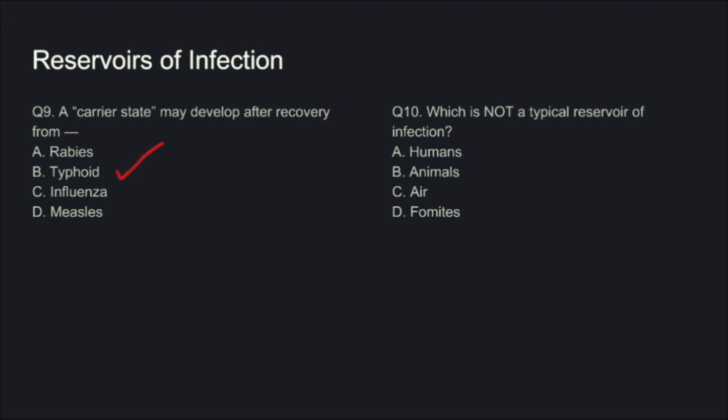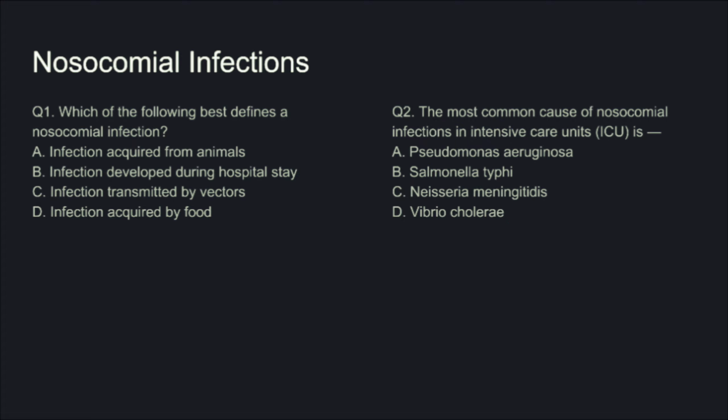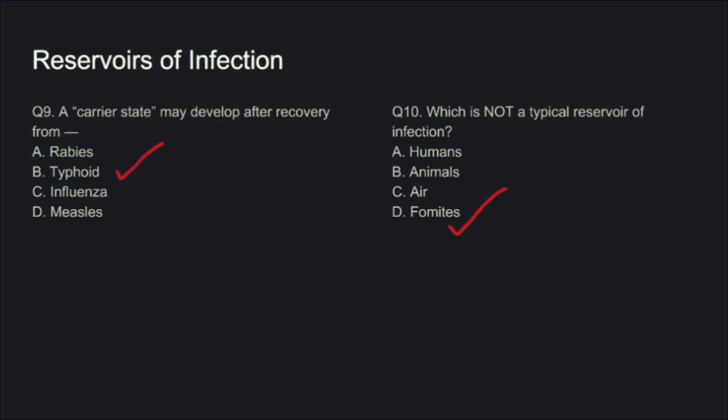Now question number 10. Which is not a typical reservoir of infection? Options are A, humans; B, animals; C, air; D, fomites. So the correct answer for this question is option D, fomites. So that was for reservoir of infection.